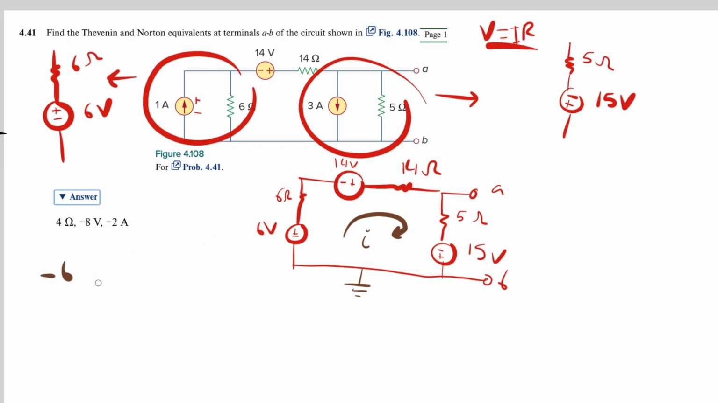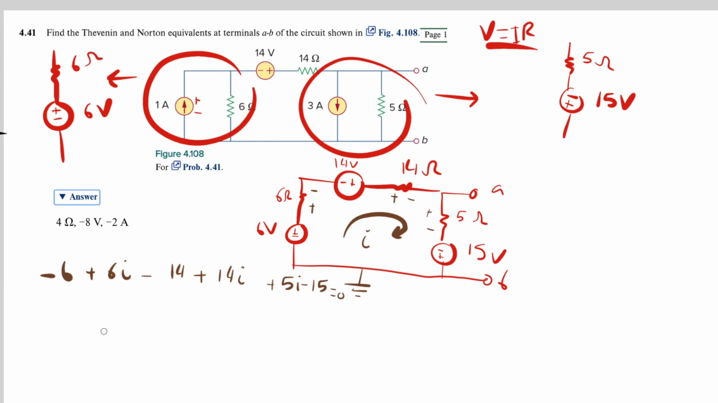Minus 6, right? Because the first sign you see is minus. So minus 6, plus 6I, minus 14, plus 14I, plus 5I, minus 15, equals 0. And the signs will be plus, minus, plus, minus, plus, minus.